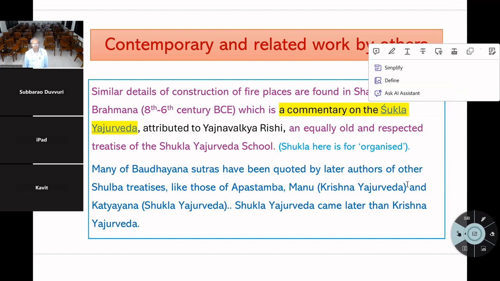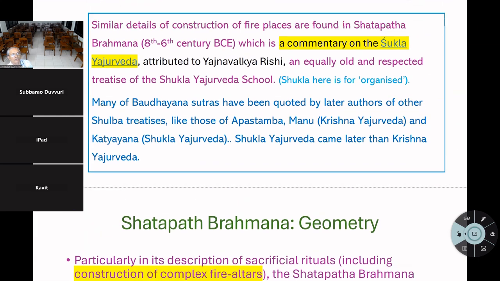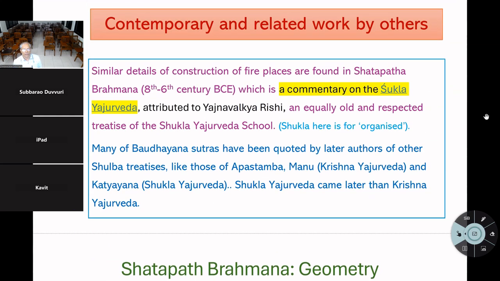So this construction, how to construct these fireplaces, is also found in the Shatapatha Brahmana, which was there around the same time. It was a commentary on the Shukla Yajurveda. Brahmana is a word used for different things, but here the meaning is a commentary on a Yajurveda. That is called Brahmana.